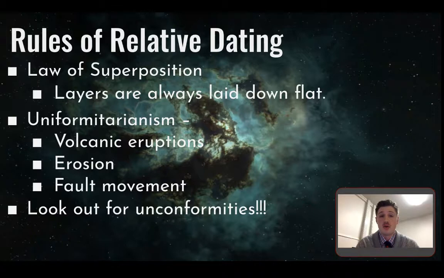Now, uniformitarianism is the idea that processes that have happened in the past can happen today, things like volcanic eruptions, erosion, and fault movement. What we're also looking for is unconformities, which are things missing from the usual pattern that we'd expect to see of this laying down of flat layers. Again, that's usually due to an external factor such as erosion. So we're going to look a bit at the internal factors and external factors here today.